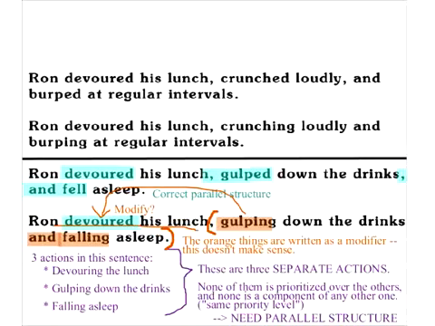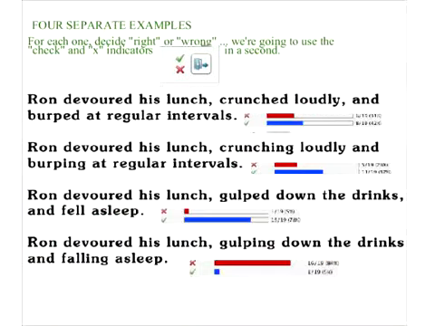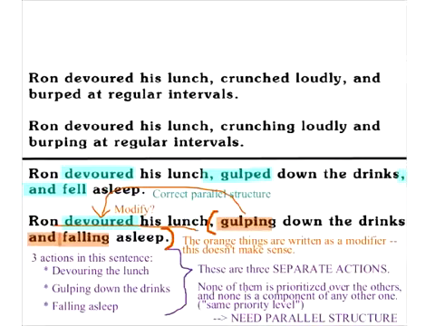Okay, now let's go to the first two. As far as the first two are concerned, we were very split. We had close to a 50-50 judgment on these, but there were a number of people who thought that both of them were fine. They're not both fine. Let's look. There are three actions in this sentence. Let's talk about what they are. The three actions are devouring the lunch, crunching, and burping. So what is the relation among these actions?